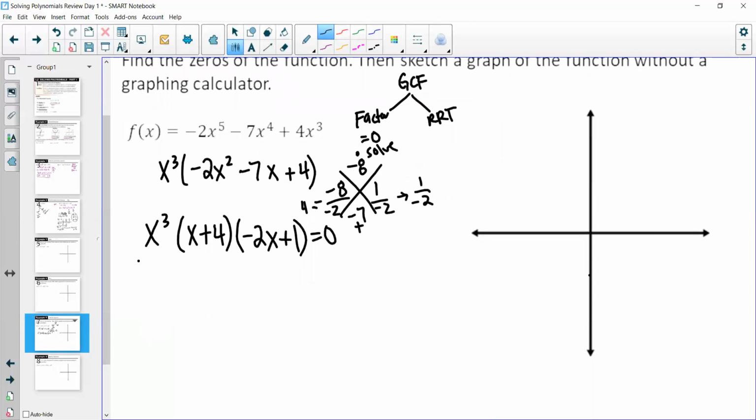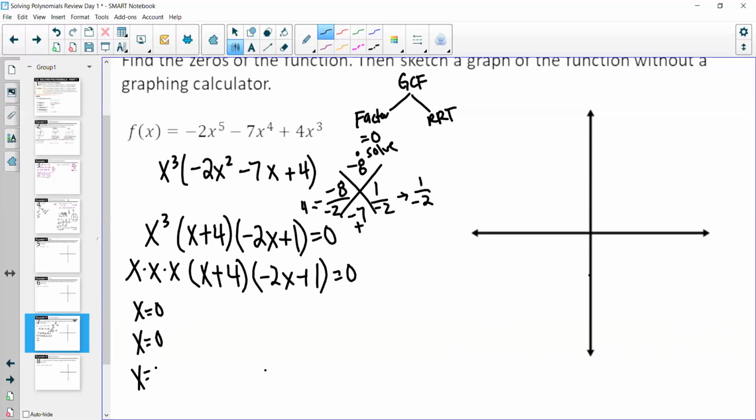So this x to the third is really the same as x times x times x, times x plus 4, times negative 2x plus 1 equals 0. Whenever we have a repeated x, x squared, x third, x to the fourth, really what that means is that many x's. So when we talk about setting it equal to 0, we need to set each of those parts equal to 0. In this case, I've got an x equals 0 for the first one, x equals 0 for the second one, x equals 0 for the third one, x plus 4 equals 0, which means that x equals negative 4, and negative 2x plus 1 equals 0, which as we solve for x, we end up getting that x equals 1/2.